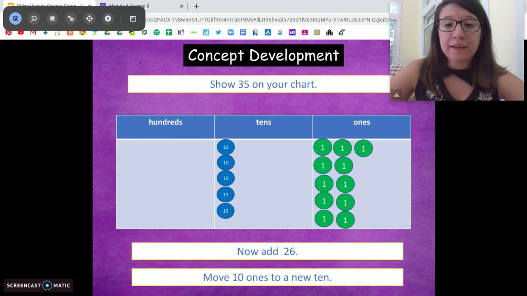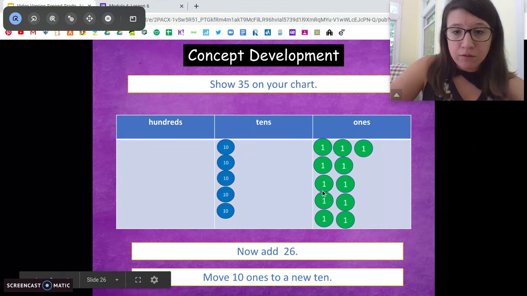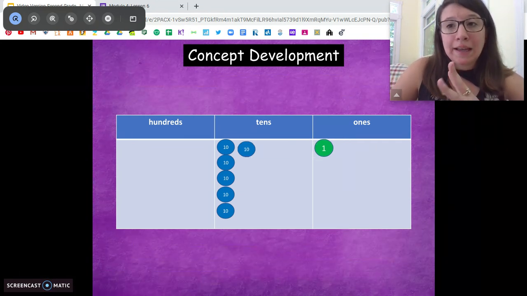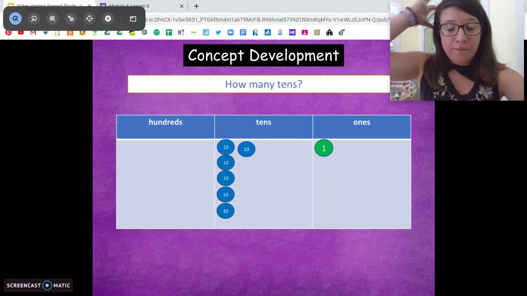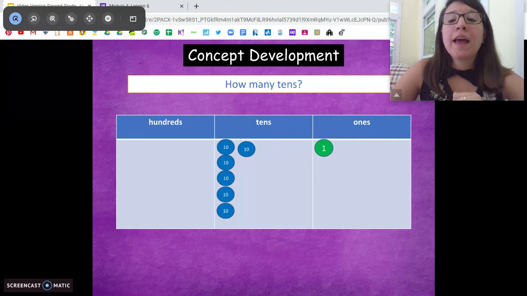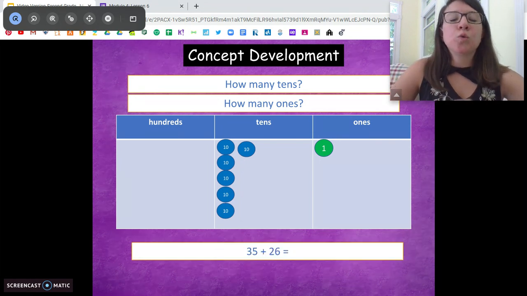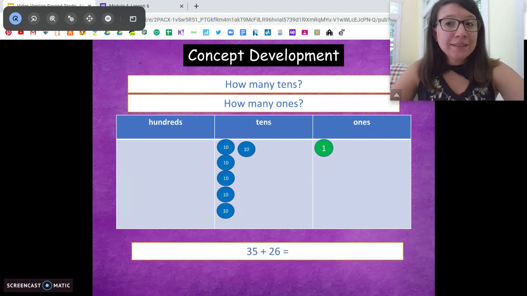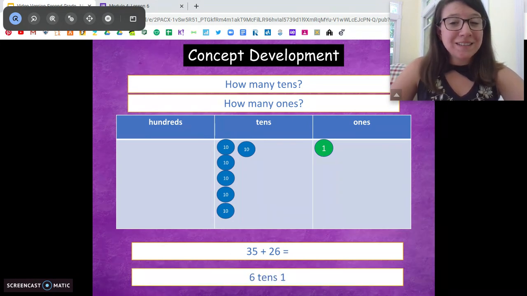So your board should look like this. We're going to take 10 of these 1s away. 1, 2, 3, 4, 5, 6, 7, 8, 9, 10. And we're going to get them off and add a 10. So how many 10s do we have now? We have 6, right? How many 1s do we have? Just 1. So 35 plus 26 equals what? 6 10s 1, or 61.